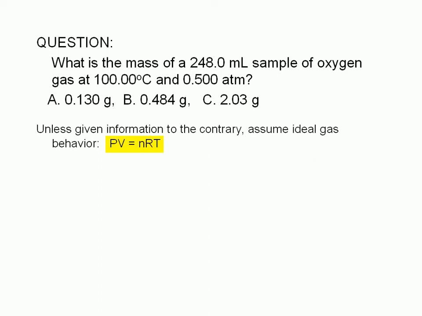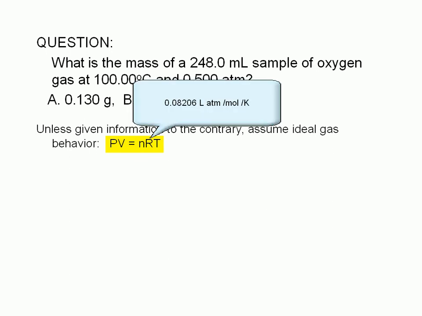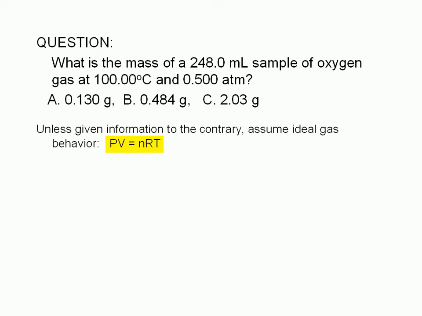Finally, R is the ideal gas constant. The numerical value for R depends on the units for pressure and volume used in the calculation. It's a good idea to memorize its value when pressure is in atmospheres and volume is in liters. In this case, R is equal to 0.08206 liter atmosphere per mole per Kelvin. If you use this value for R, make sure you express your pressure in atmospheres and volume in liters.